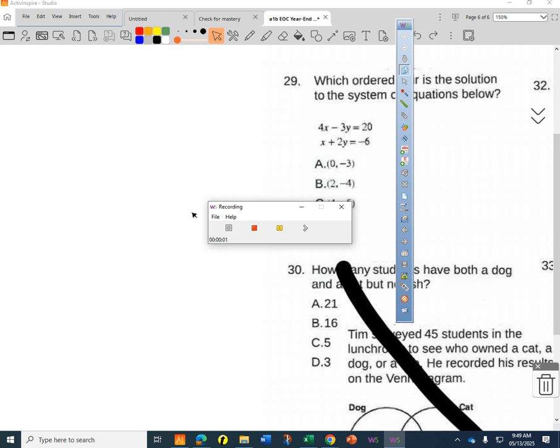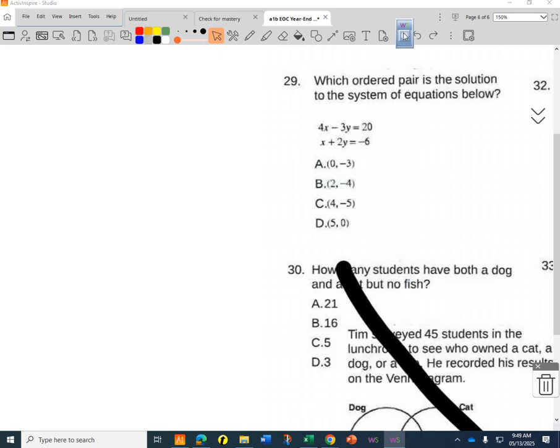with more than two equations. We only are responsible for working with a two-equation system, and that's what this one is. 4x minus 3y equals 20, x plus 2y equals negative 6. Rather than having x and a y.